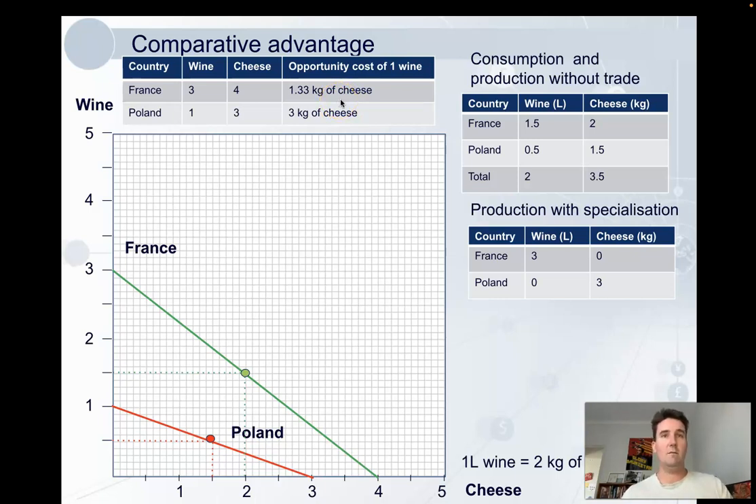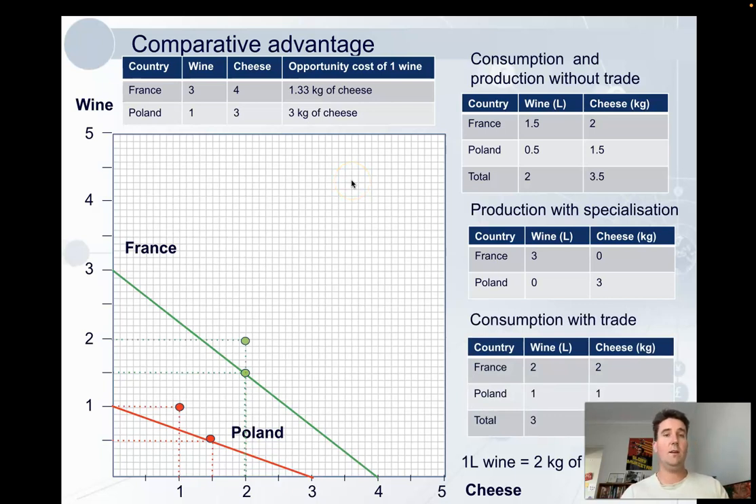France needs to receive more than 1.33 kilos of cheese for a litre of wine, otherwise they might as well do it themselves. And Poland needs to give up less than 3 kilos of cheese for a litre of wine, because otherwise they should do it themselves as well. So we'll go somewhere in the middle and say that 1 litre of wine is traded for 2 kilos of cheese. Okay, so they are trading now.